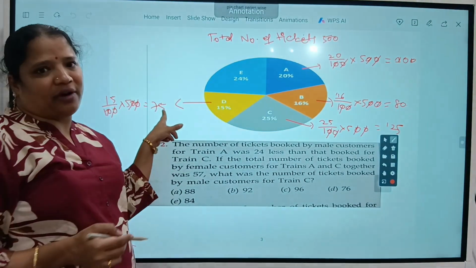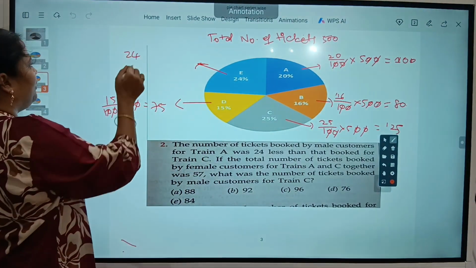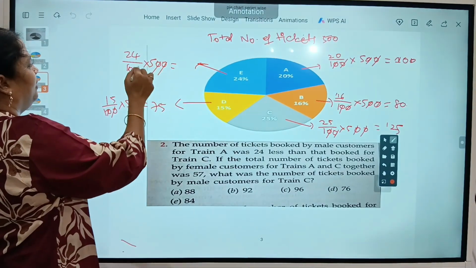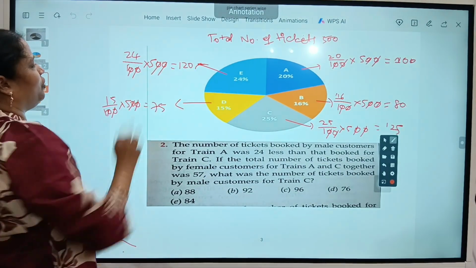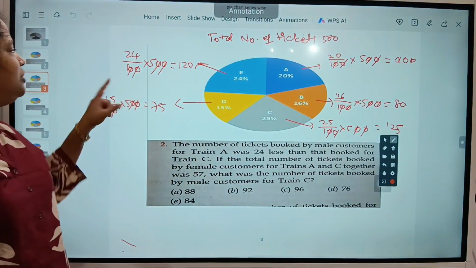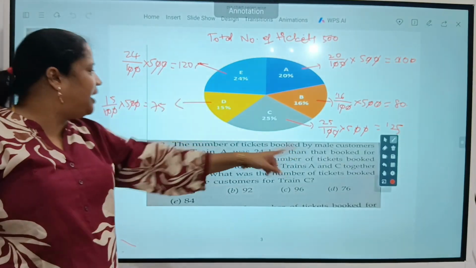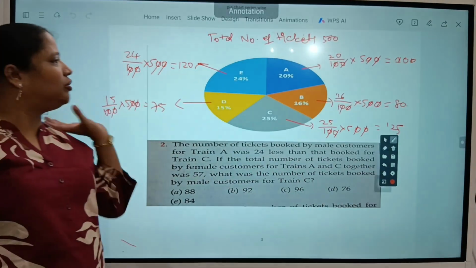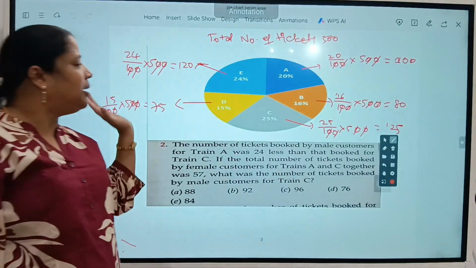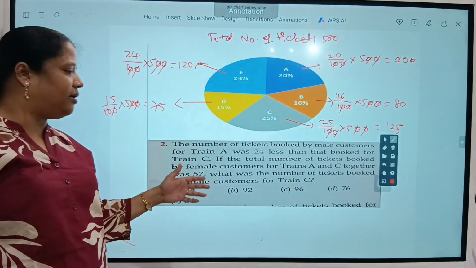It is the total number of customers, males and females. And for E, 24 by 100 into 500, it is around 120. If you sum up all of these, you have to check whether 500 is coming or not. 120, 220, 300, 500. So the total is right, the calculation we made is right. These values you have to remember. Based on these values, now we will solve the questions given in the pie chart.